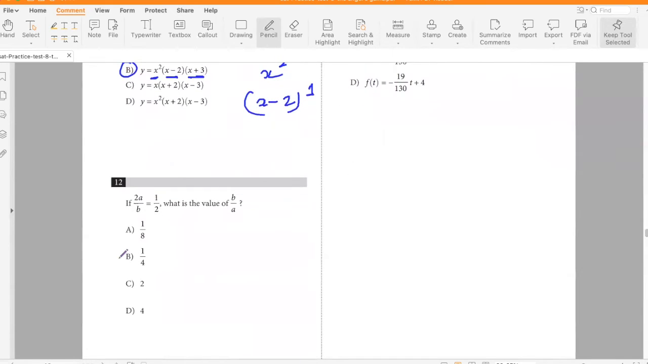If 2a by b is 1 by 2, what is the value of b by a? So 2a by b is 1 by 2. So a by b is 1 by 4. So b by a would be 4.